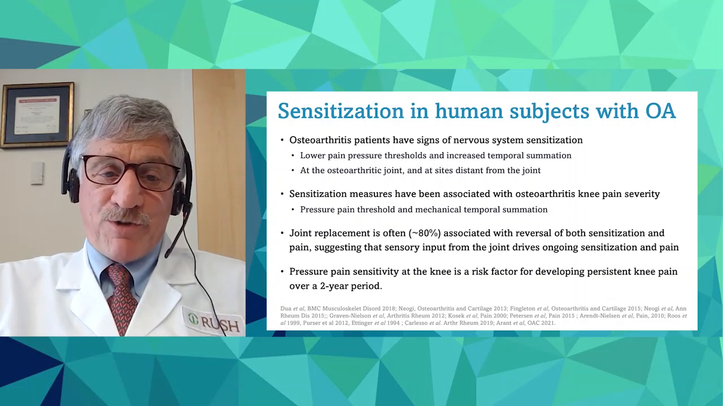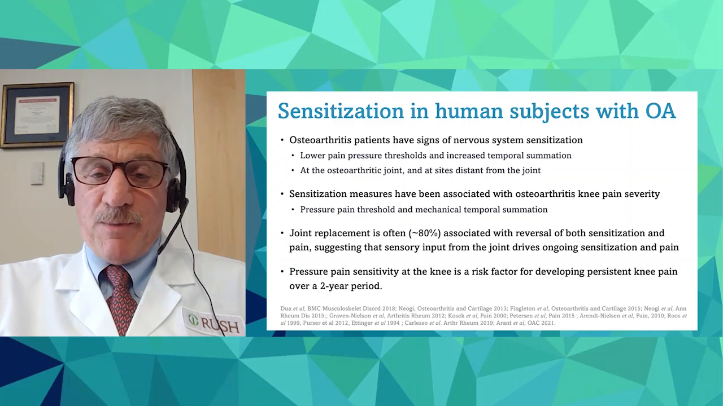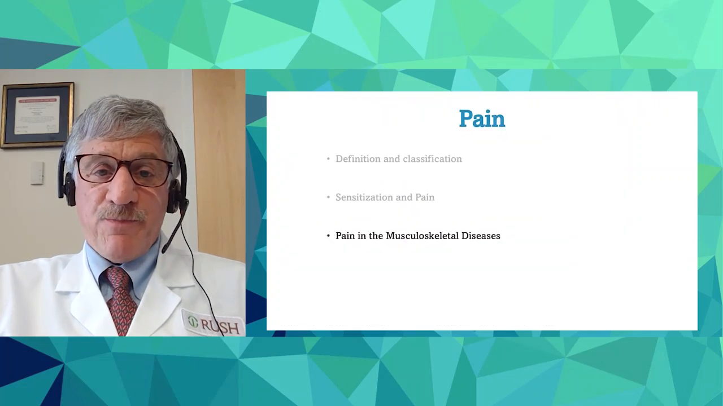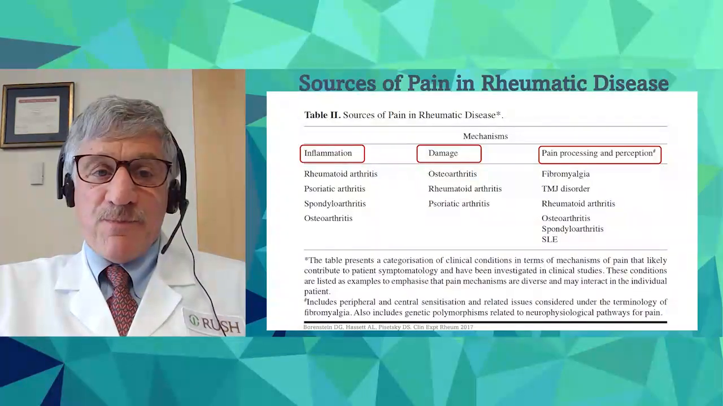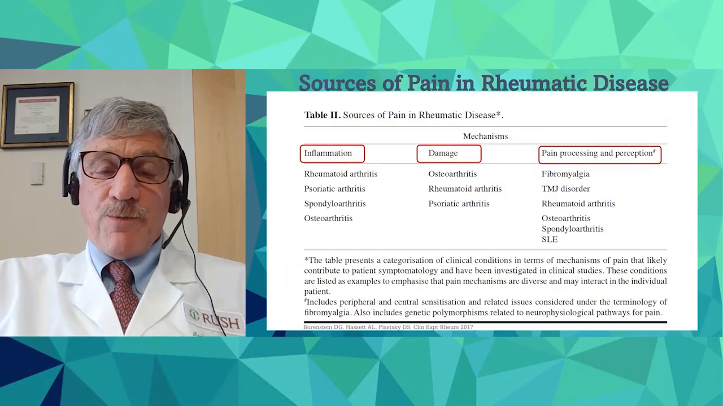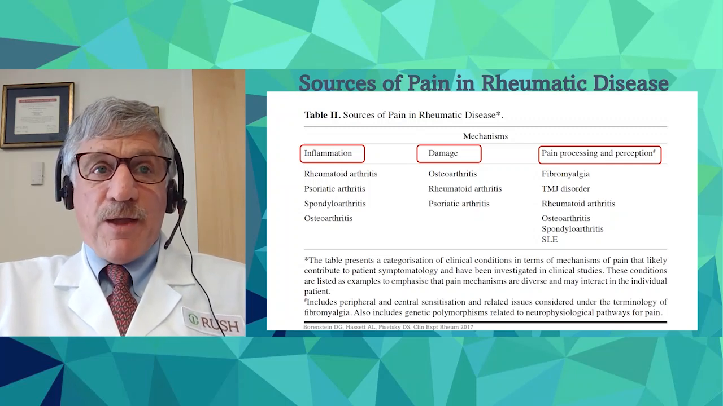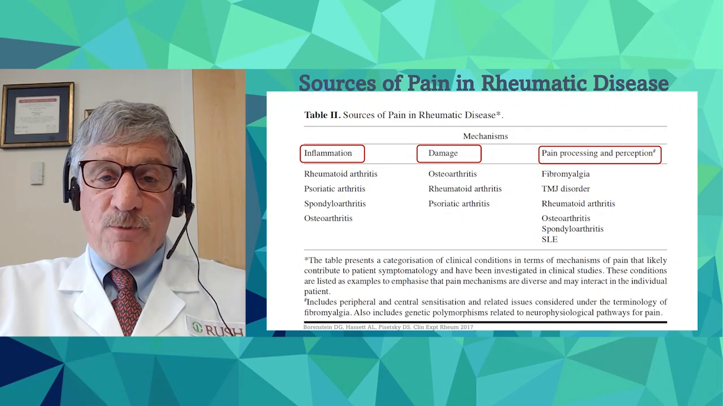And of course, pressure pain sensitivity at the knee is a risk factor for developing chronic knee pain over the next couple of years. Finally, pain in the musculoskeletal diseases in general. Well, a few years ago, David Borenstein published this very simple table that gives the main drivers of pain with several of the different rheumatic diseases.